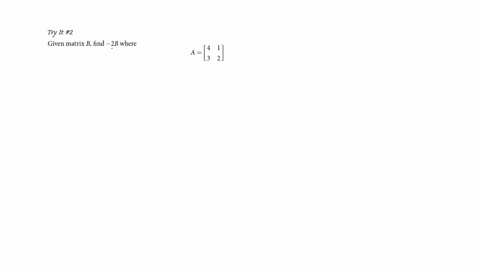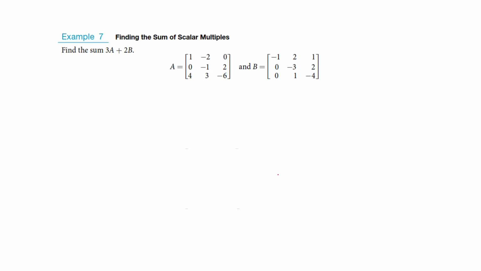Okay, now how about multiplying through by negative 2? Well, this should be matrix B, I suppose, but we're just going to multiply every cell by negative 2. So I've got negative 8, negative 6, negative 2, negative 4.